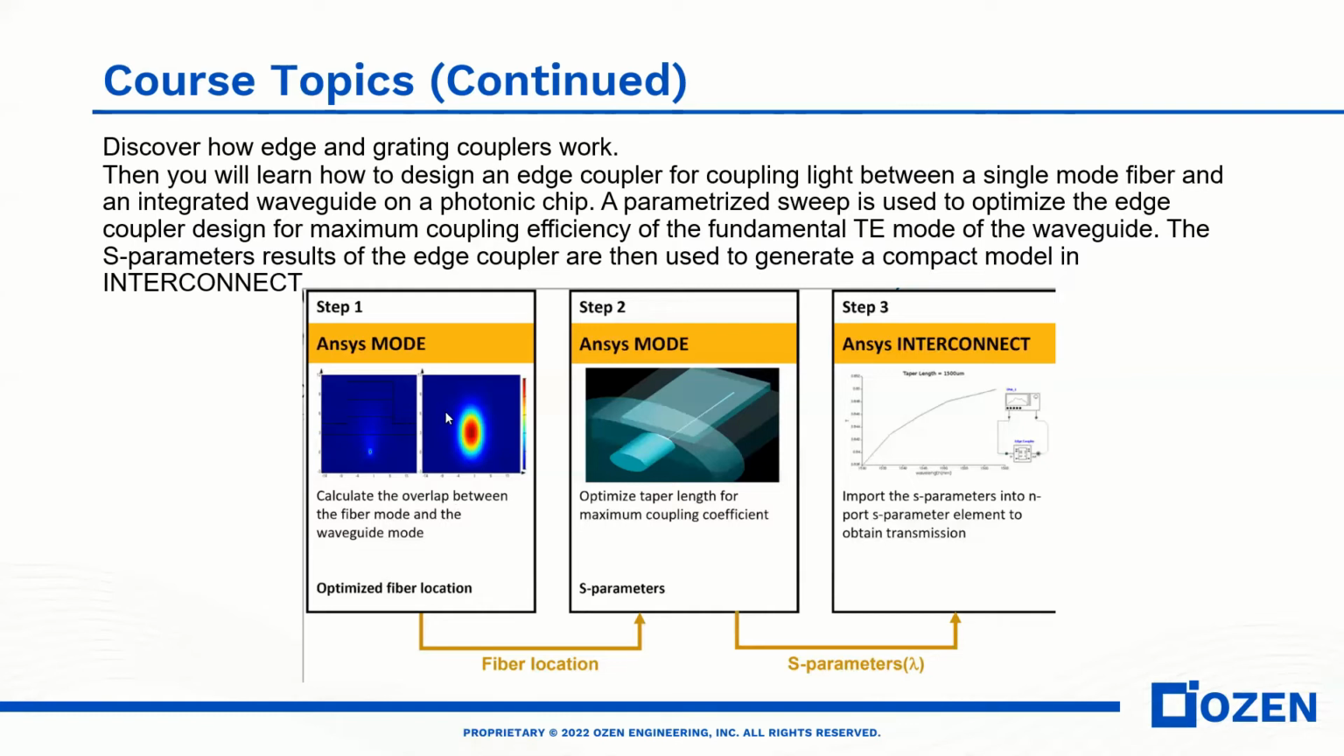So you see here, we have a fiber, we have a waveguide. So we calculate the mode overlap. So here the taper that we want to use, and then we calculate the S parameter and extract the compact model.